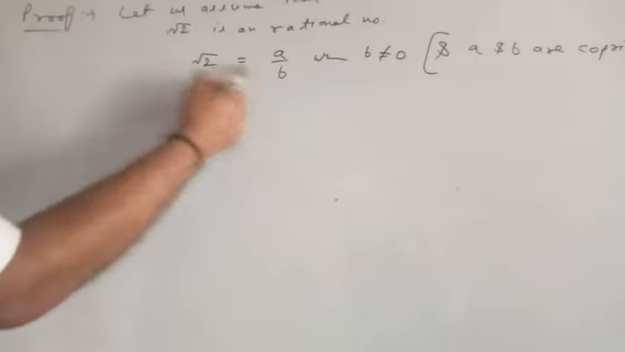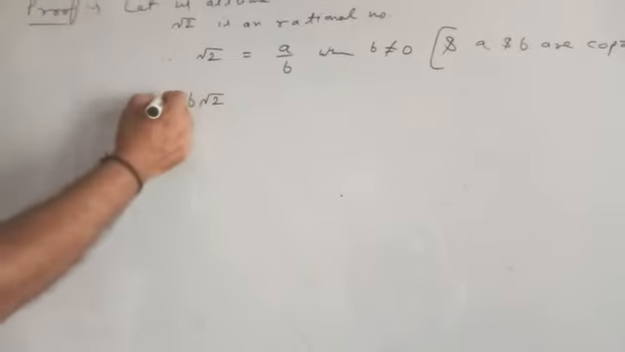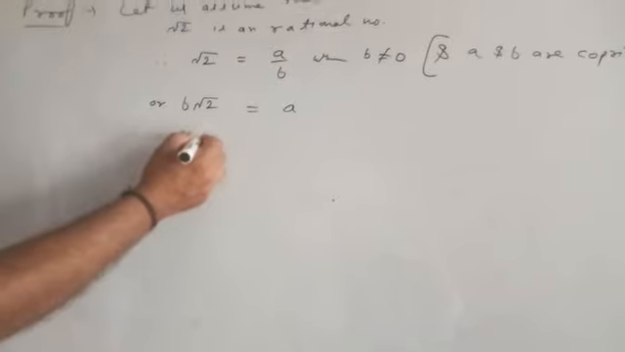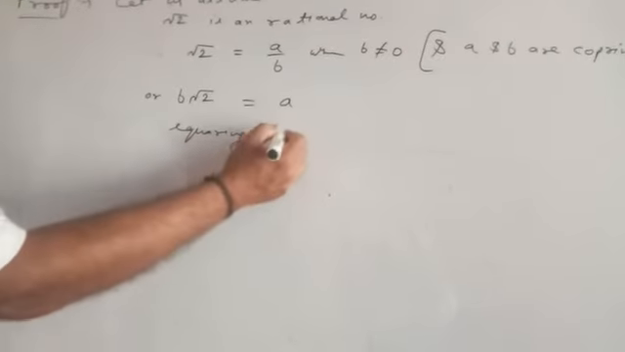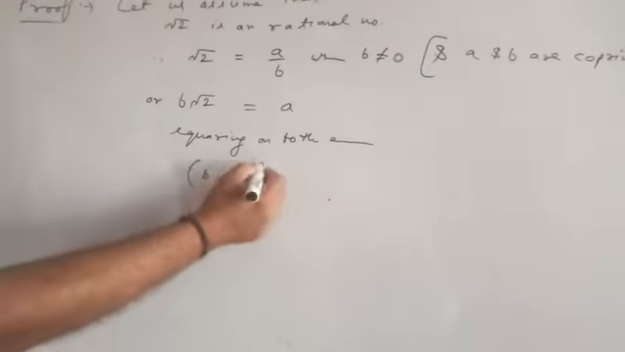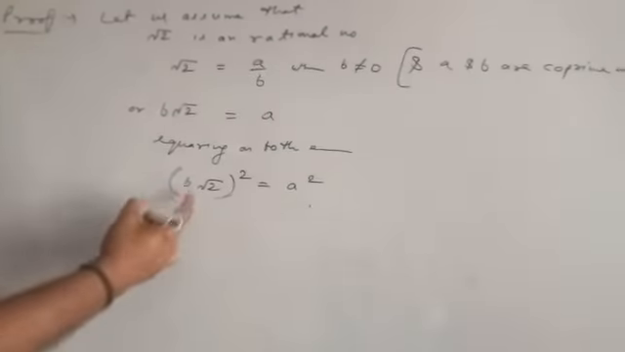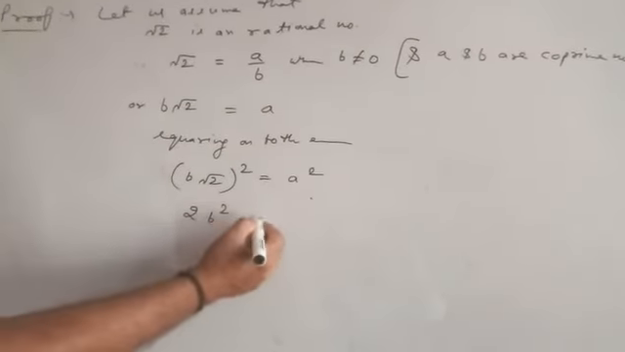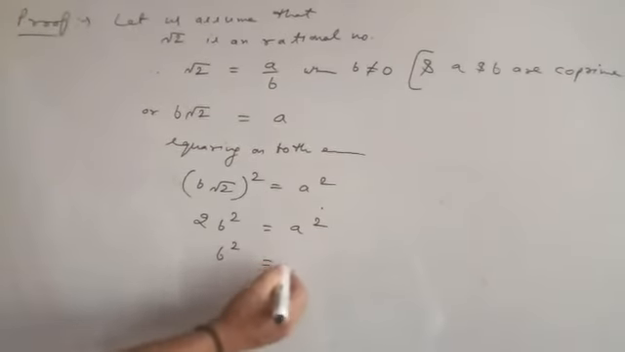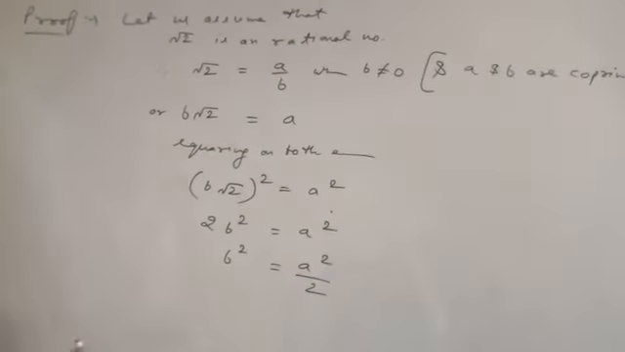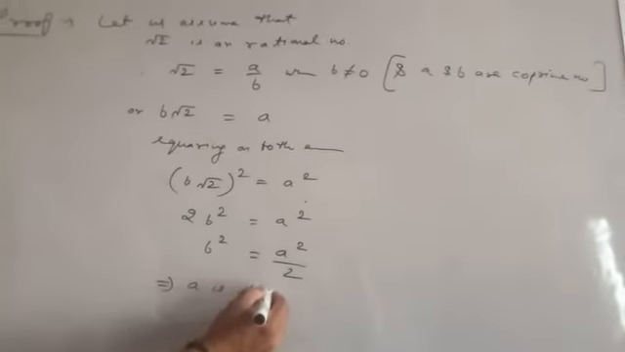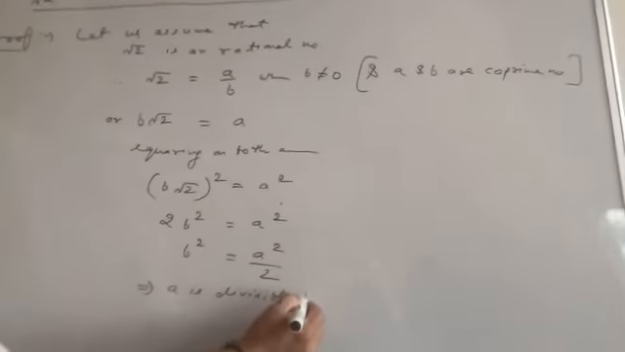After this, b you will take on this side, so it becomes b root 2 equal to a. Now squaring on both sides, then b root 2 whole square equal to a square. It becomes 2b square equal to a square. 2 you will take on that side, b square equal to a square by 2. It implies a is divisible by 2.